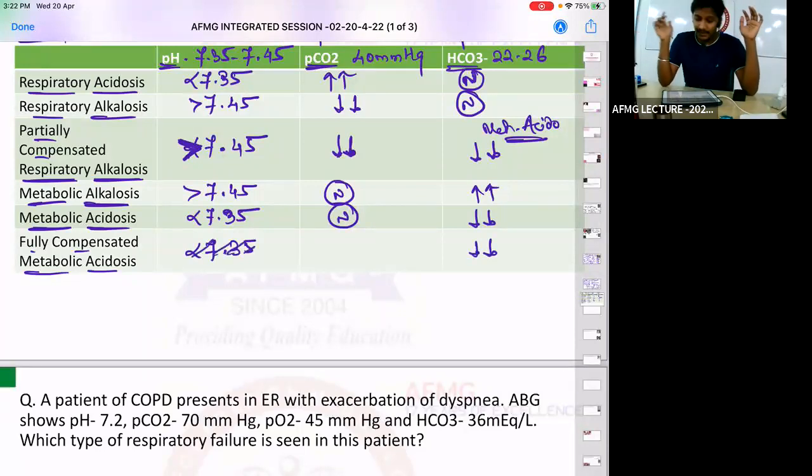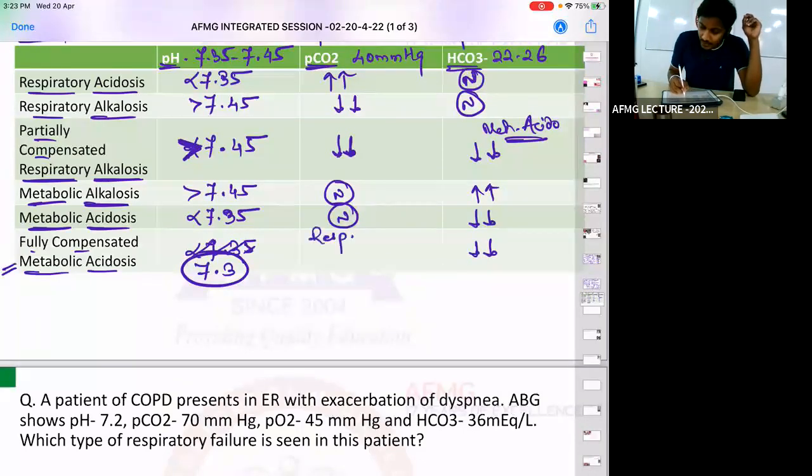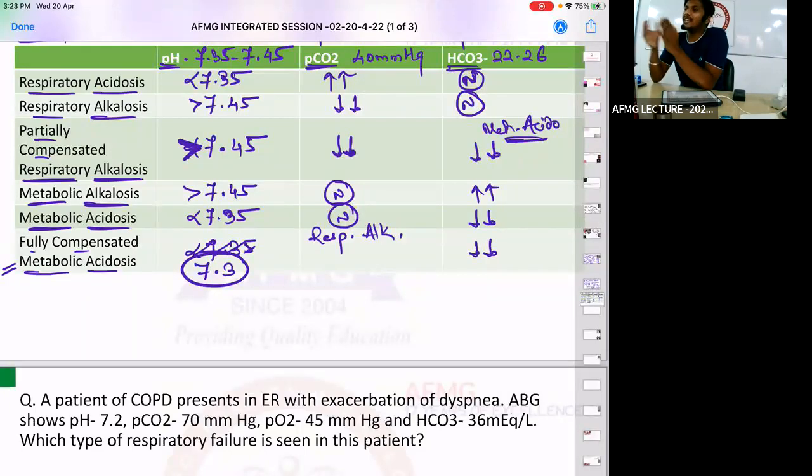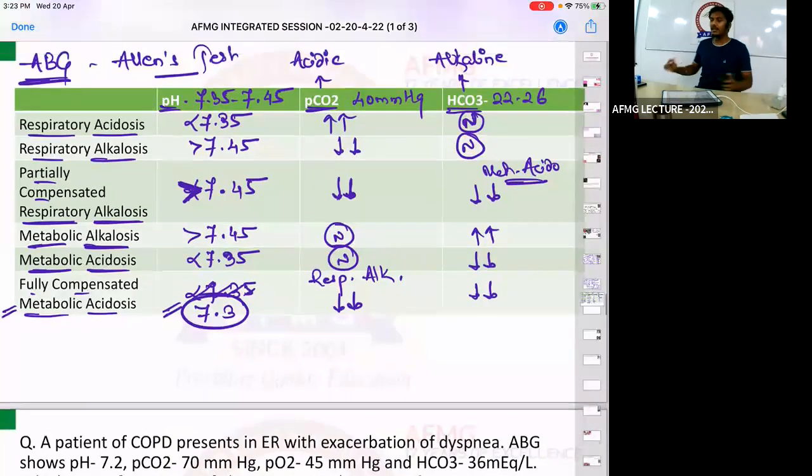Now what do I mean by fully compensated? That means the pH has been normalized. So here mostly the pH is 7.3. And why has the pH been normalized? Because to counteract this metabolic acidosis, the body has started performing respiratory alkalosis. So what is the main pathology? Metabolic acidosis. To counteract, the body is performing respiratory alkalosis. And for respiratory alkalosis, the PCO2 value should be low. Therefore the pH is maintained at 7.3. That is normal pH. Okay? So quickly, it is important, guys.